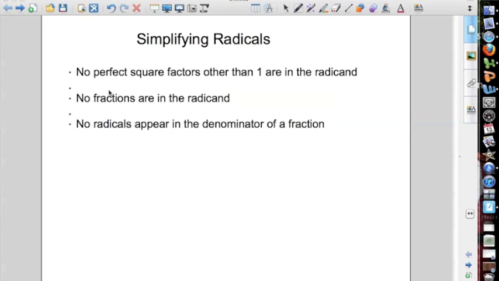Okay, and so please do remember here, when simplifying radicals, there can be no perfect square factors other than one that are in the radicand, which is the number under the radical. There can be no fractions in the radicand, so you can't have, for instance, the square root of 3/4. And there are no radicals that appear in the denominator of a fraction. So if you do have the square root of 3/4 and you change it to the square root of 3 over the square root of 4, you do have to get rid of that radical in the denominator, so you'd have the square root of 3 over 2.